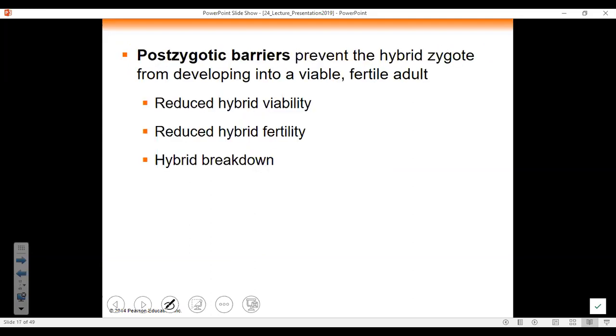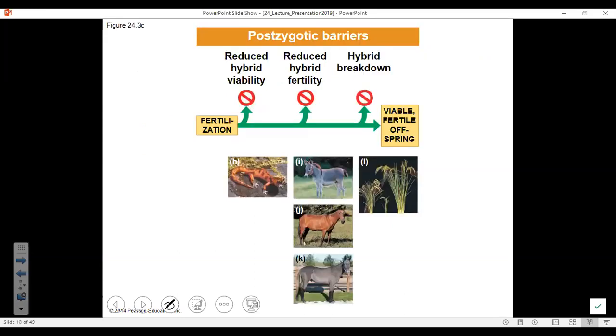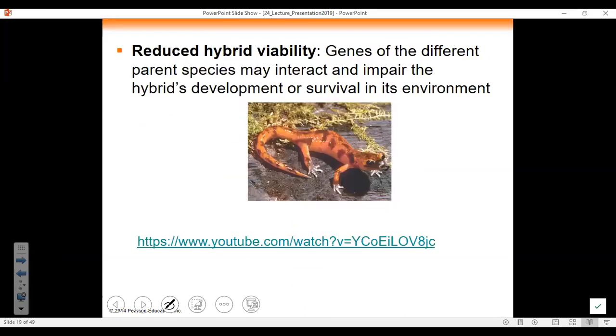Now the post-zygotic barriers, this is where we're going to have a problem with the hybrid zygote. There's going to be some reason why it's not real great. So if you look here, the very first one is something called reduced hybrid viability. What this means is these species have become so different from each other that now their hybrid is not good in either environment.